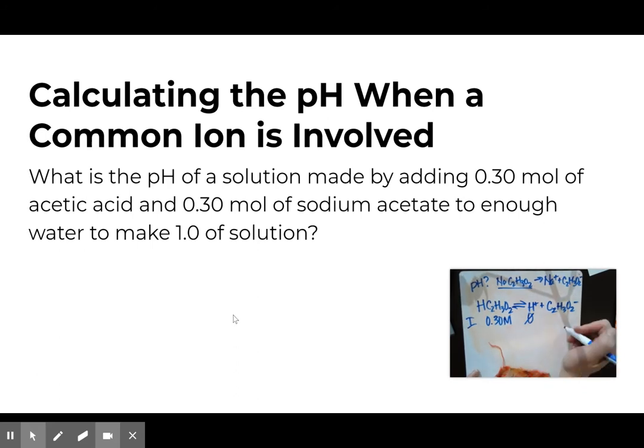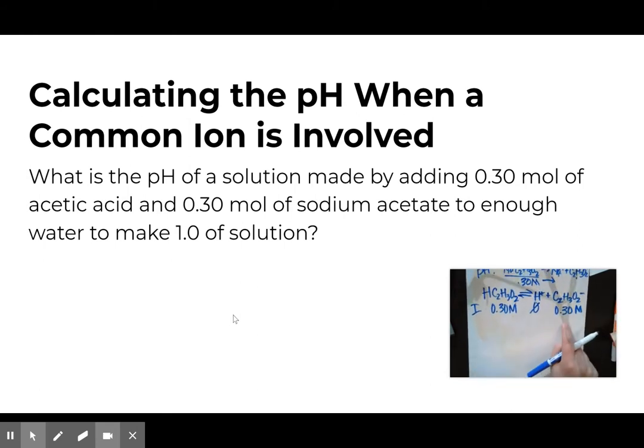Okay, this is a big deal. We actually started out with 0.30 because we had 0.30 of this to start, 0.30 of that to start. The ion to start, before we imagine that the equilibrium has started at all, we have the ion being added from the sodium acetate. Okay, so that's our initial. So this is the big change, is figuring out how to do this.